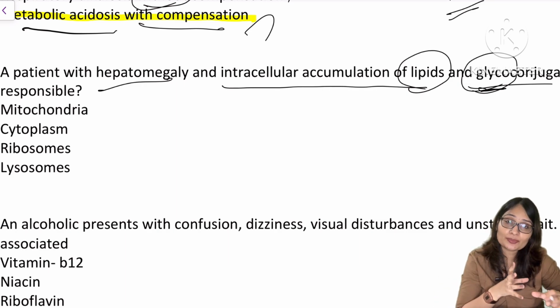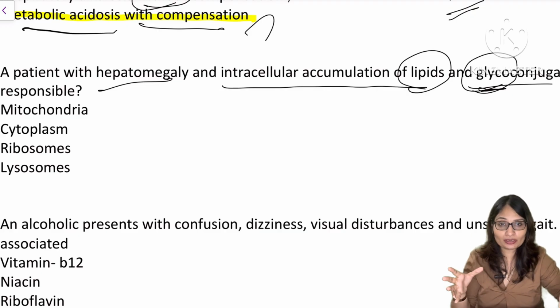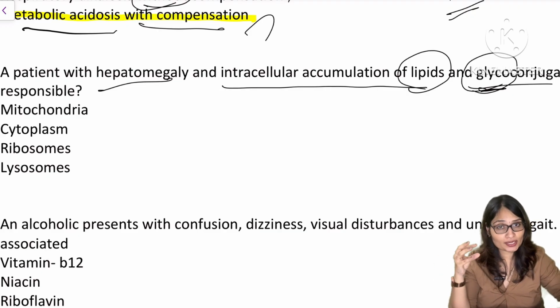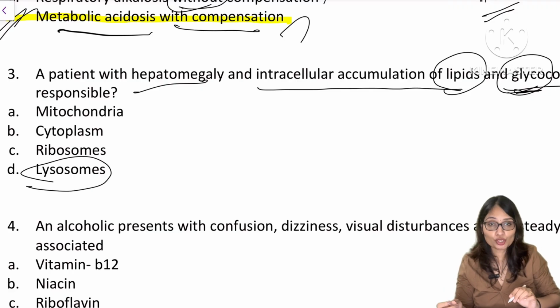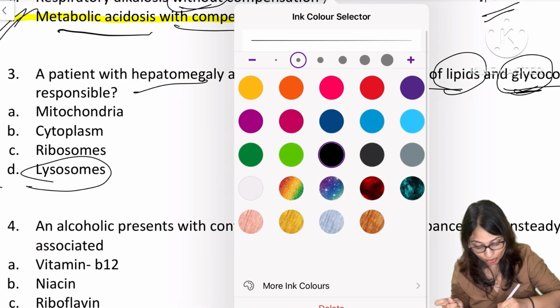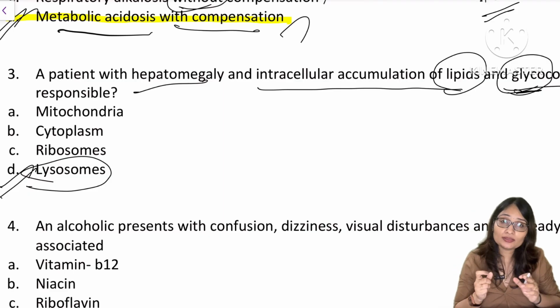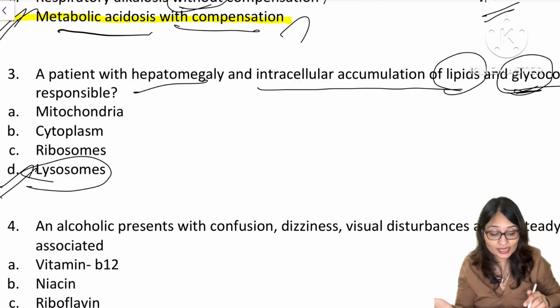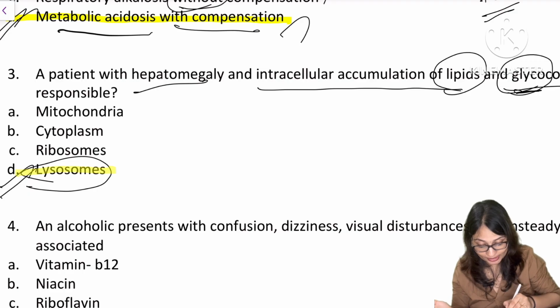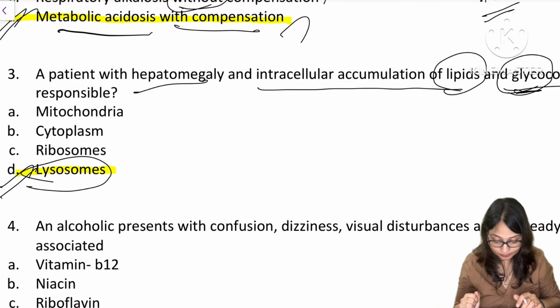So where do these substrates get destroyed normally? Anything that is formed from the Golgi apparatus, if it has to get destroyed, has to go to the suicidal bag, which is called lysosomes. So if there is something wrong with the lysosomes, these substrates will not get degraded and hence get accumulated. So the answer here would be lysosomes.